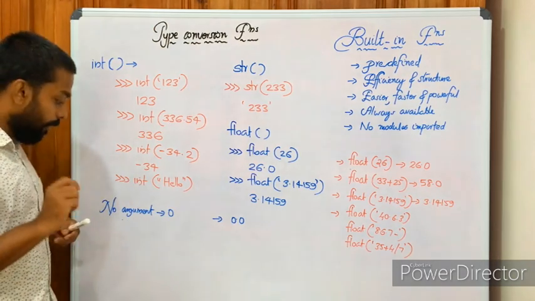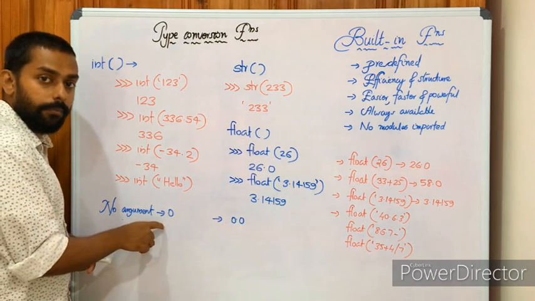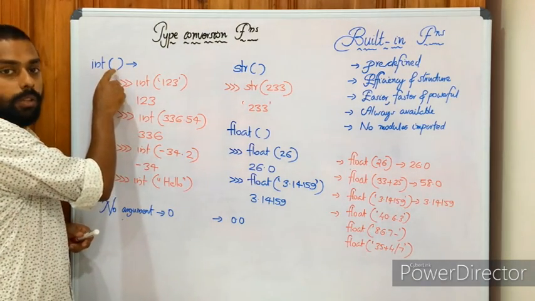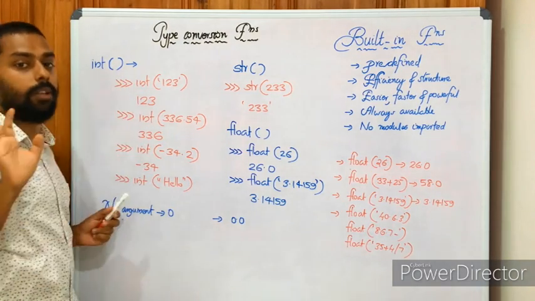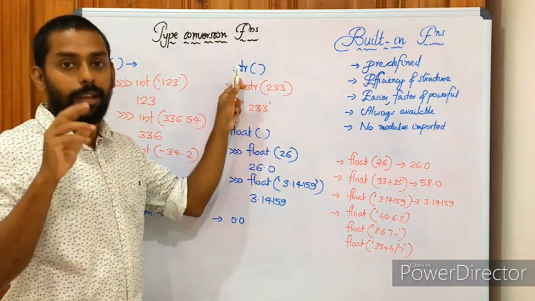Then a key point: if you pass no argument to the int function, it returns 0. Now we can look at our second function, str.